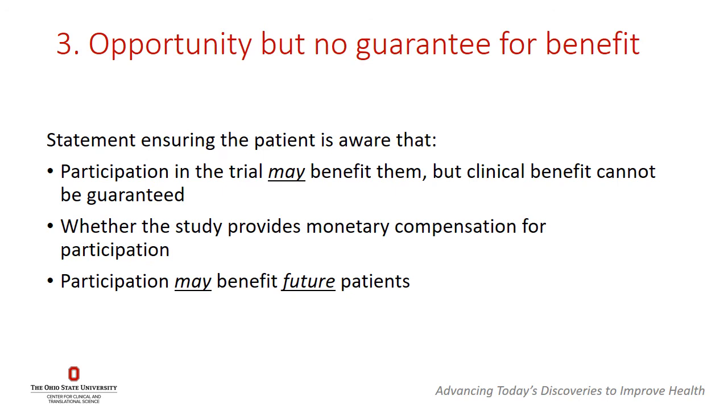Our third element in the consent is a very succinct statement to ensure that the participant is aware they are not guaranteed clinical benefit from participating in the research study. They do need to be reminded that this is research, and while the trial may benefit them in their disease, it cannot be guaranteed for certain. It's always reassuring, however, to throw in a reminder that their participation may benefit future patients and that we really appreciate their time.